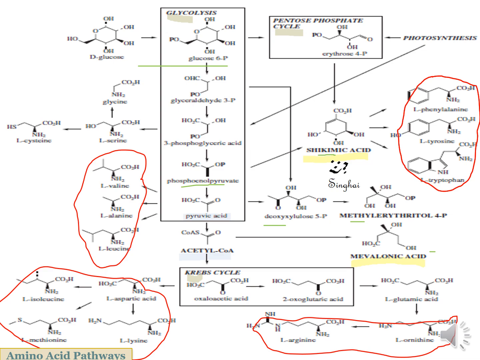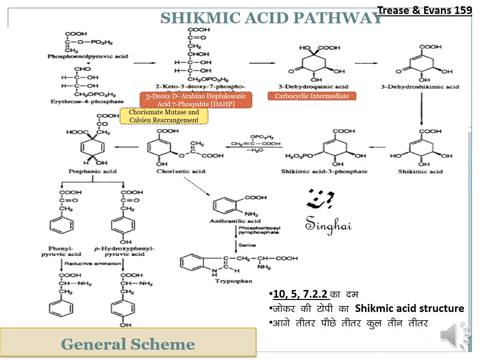The other thing we can see, the acetyl coenzyme A formed incorporates into the Krebs cycle, and the amino acids which we get are isoleucine, aspartic acid, methionine and L-lysine. Another pathway gives the formation of glutamic acid, L-arginine and L-ornithine. So this is the amino acid pathway which occurs in the plants.